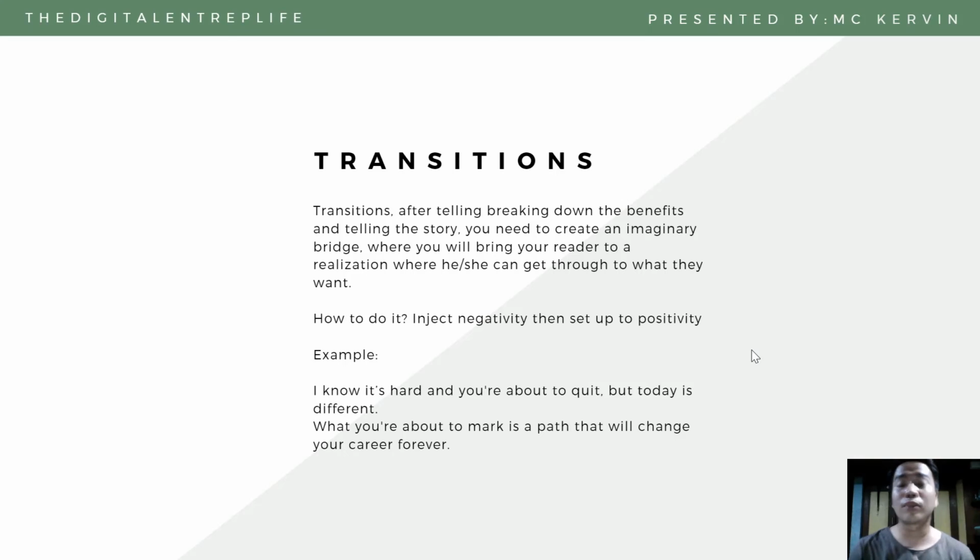Transitions. What do I mean by transitions? After breaking down the benefits and telling the story, you need to create an imaginary bridge where you bring your reader to a realization that he or she can get to what they want. So how do you do it? Inject negativity, then set up positivity.